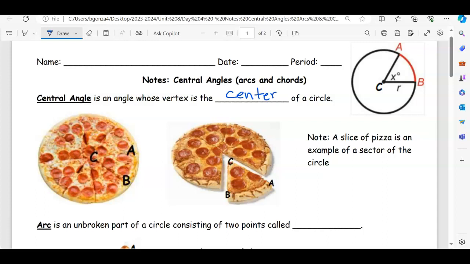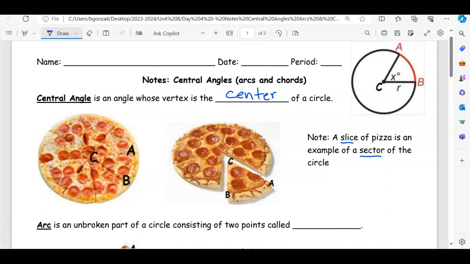Now, it says to notice a slice of a pizza is an example of a sector. We're going to talk about sectors later, but do you know how to be super cool around your friends? Whenever you got a pizza, say, hey, can I have a sector of that pizza? And they're going to know that you mean a slice of pizza. That's cool, right?